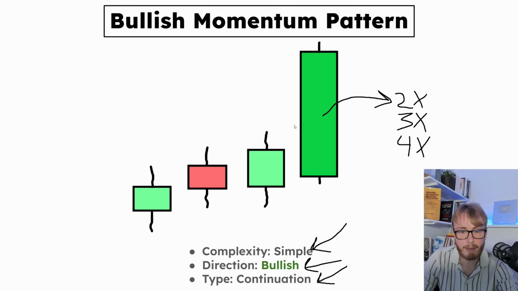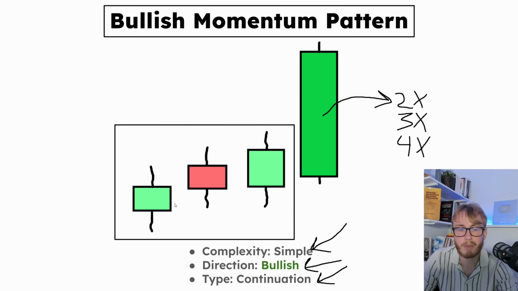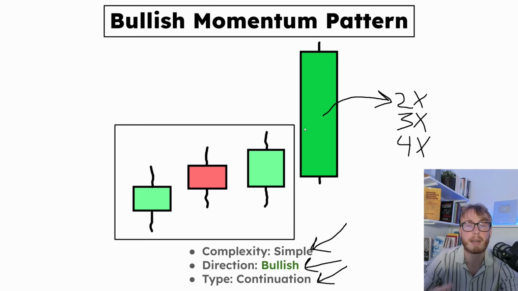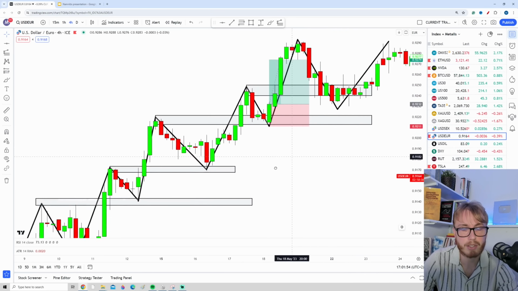And as a rule of thumb, what I usually do is that I measure around 3 candles before the momentum candle appears. And if the actual momentum candle is at least twice the size, I will consider this a bullish momentum. And let's jump back here to the same chart as before.